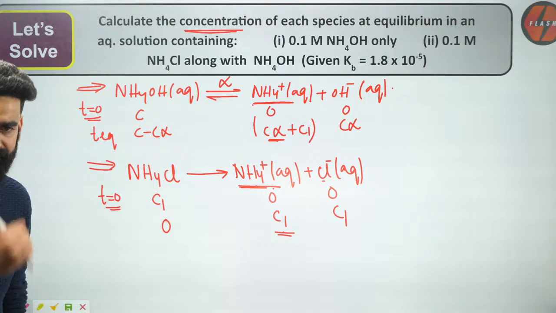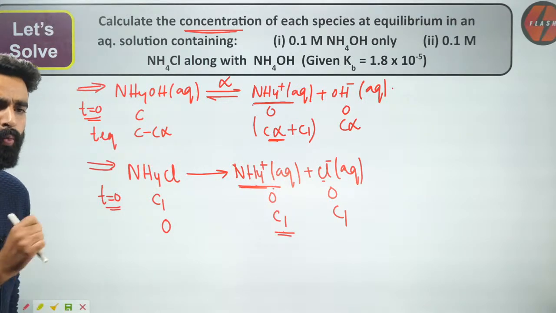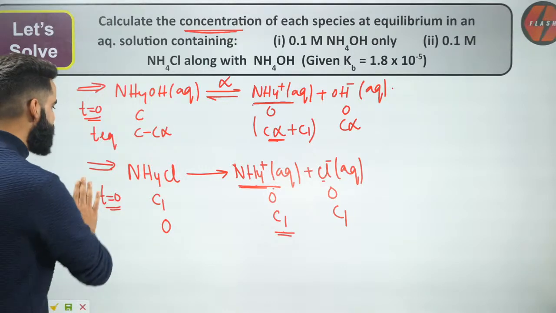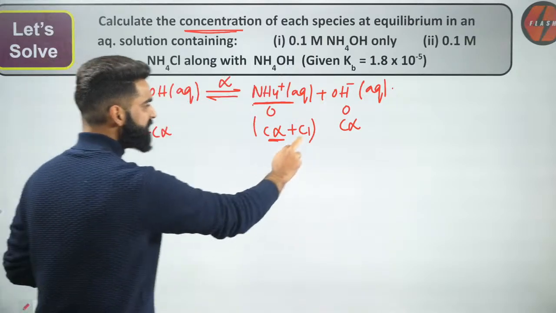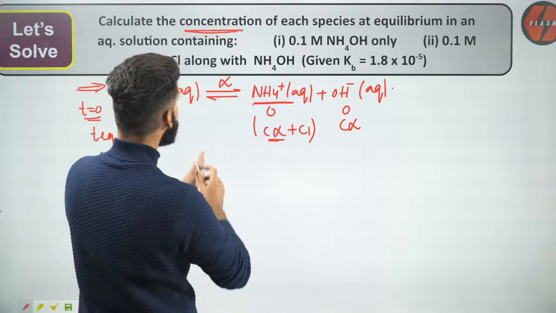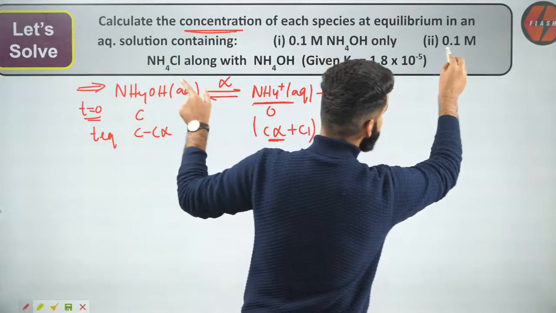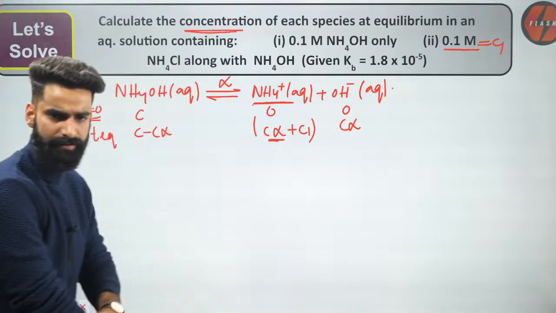Now guys, what am I going to do? Understand properly. This C1 is the concentration of what? The strong electrolyte, right? And the concentration of the strong electrolyte is given to me as 0.1. This is the value of C1, correct?